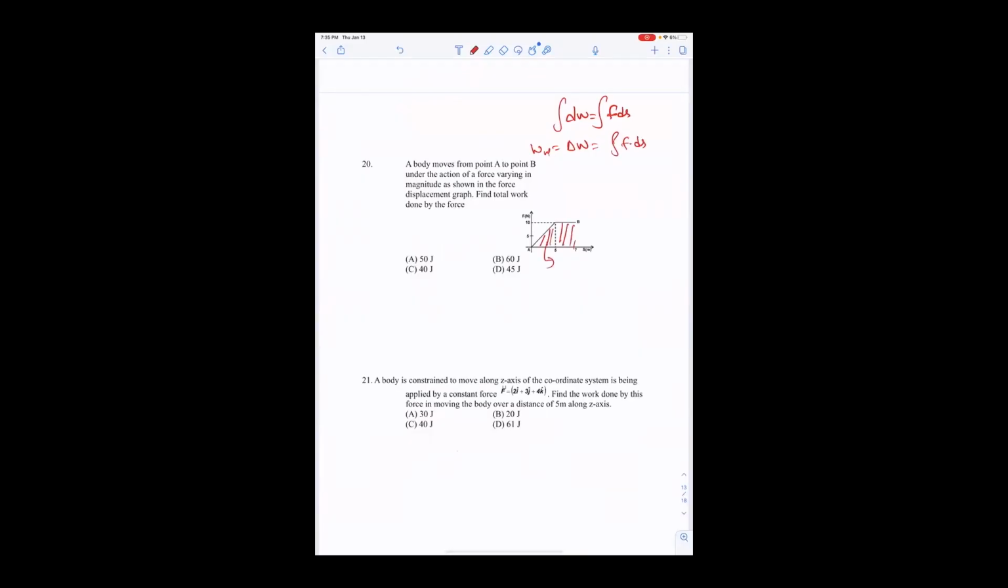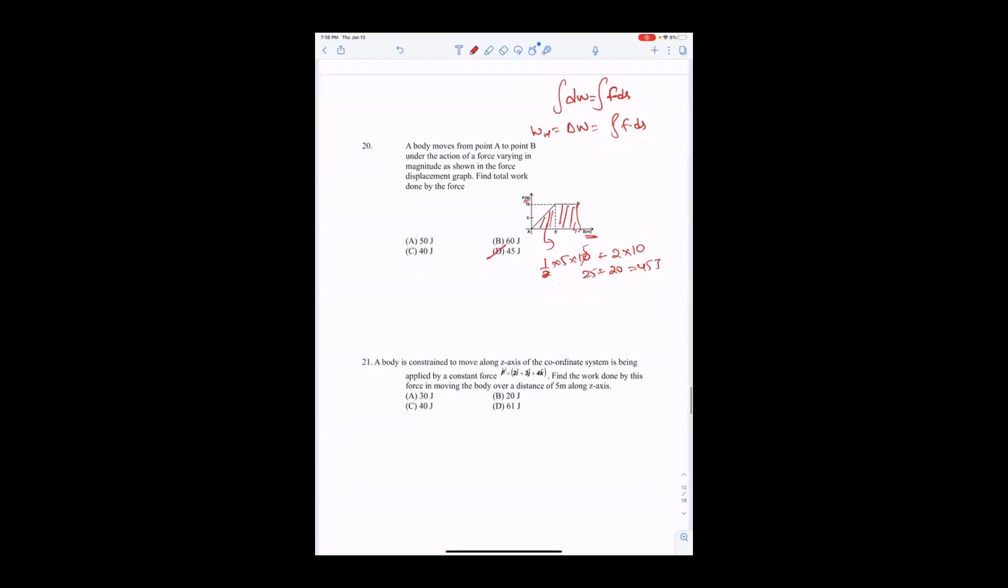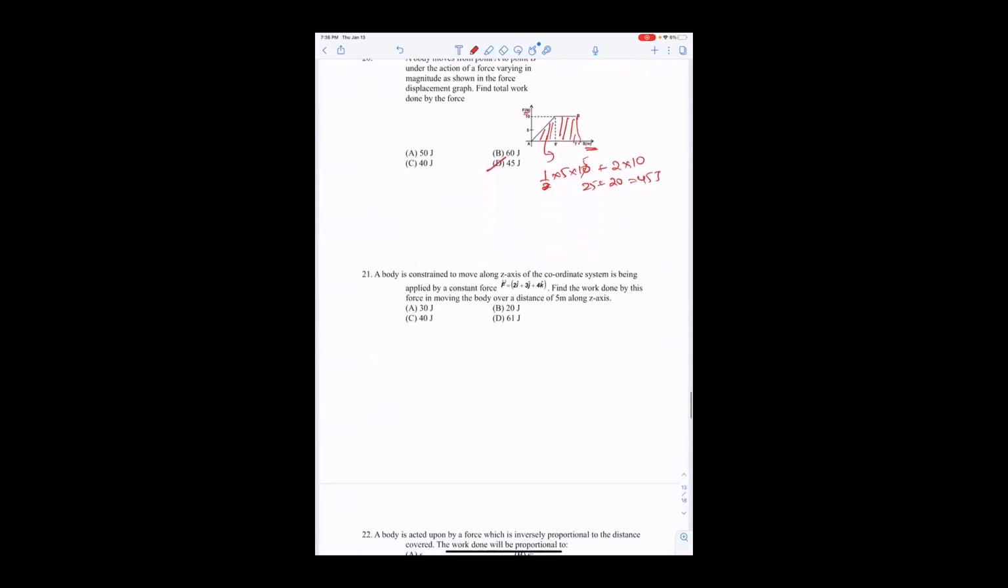So what is the area of the triangle? Half, base is 5, height is 10, right? Plus area of this, 7 minus 5, 2 into 10. This is 25 plus 20, 45 joules. See the units, meters, newtons. If it is centimeters, it is your job to convert it. So easy question. Work done is area under the graph.